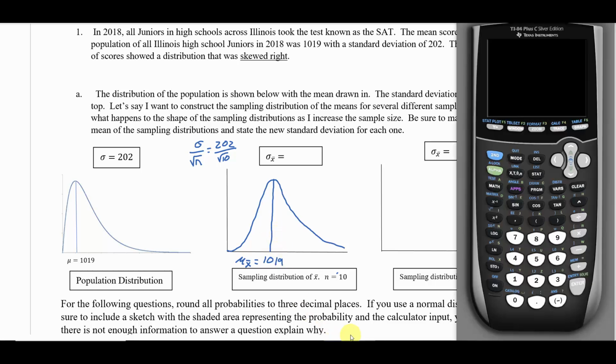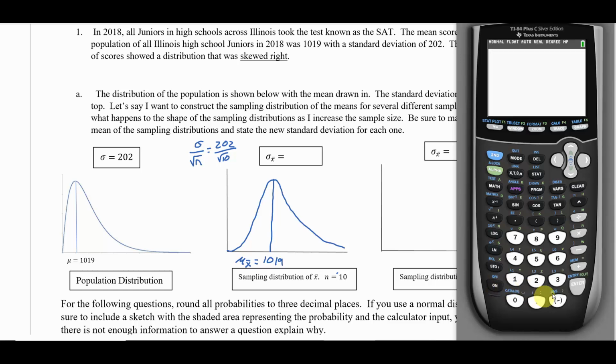So I'm going to use my calculator real quick to figure that out. Calculator, turn on. There it goes. All right, so I'm going to take 202 and divide by the square root of 10. There we go. We got 63.88, let's say.